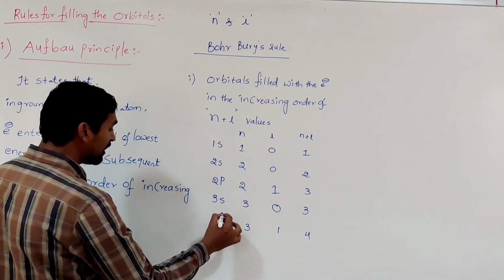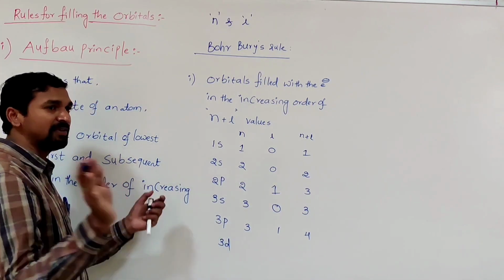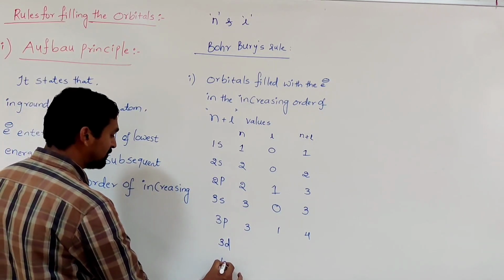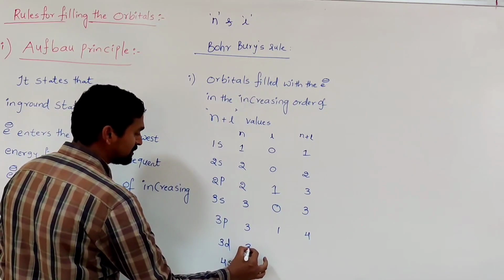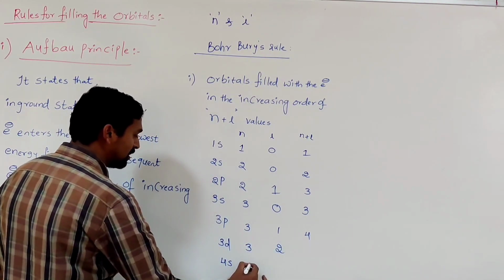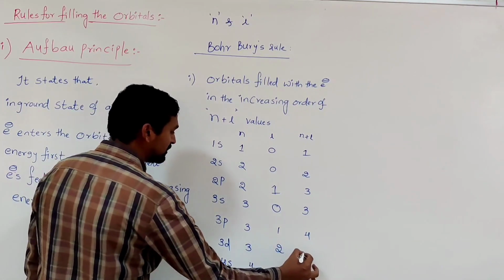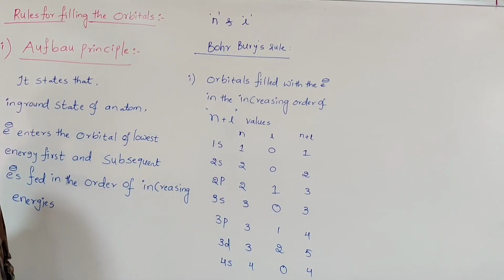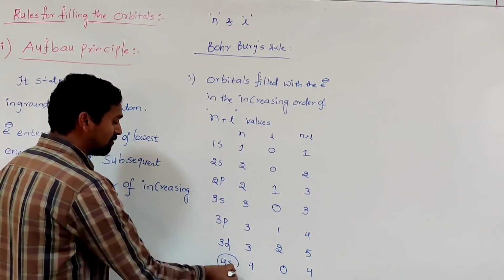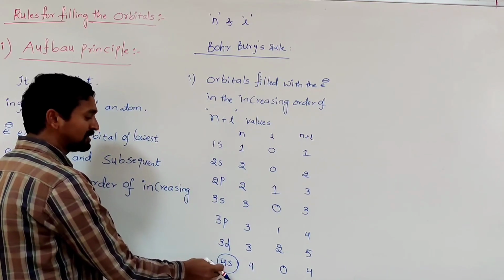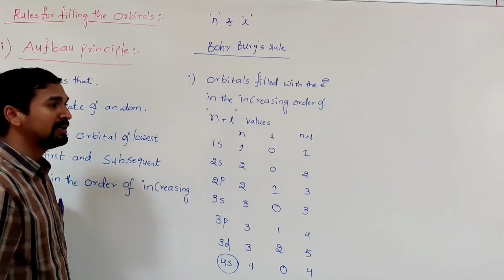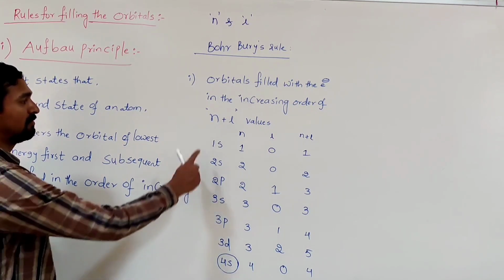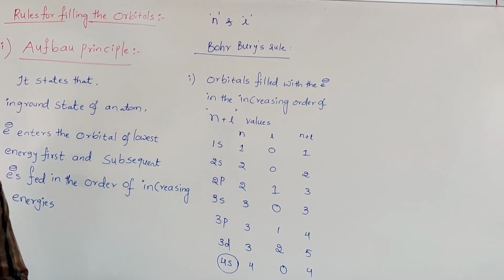Next, after 3p, generally, suppose if you are not having any idea, then you write the third energy level, the 3d subshell. After that you write 4s. So here it is n equal to 3 and l equal to 2. Here it is 4, l equal to 0. So 3 plus 2 is 5, 4 plus 0 is 4. First the electron enters into which orbital among the 3d and 4s? The electron enters into the 4s orbital first. After filling the 4s orbital, then the electron enters into the 3d subshell. So like that, orbitals are filled with the electrons in the increasing order of their n plus l values. This is the first point.